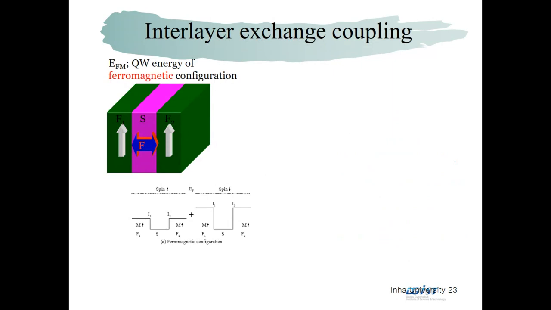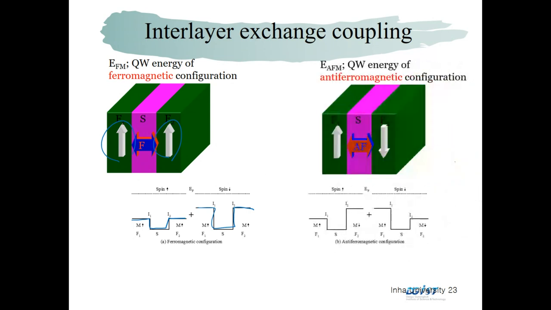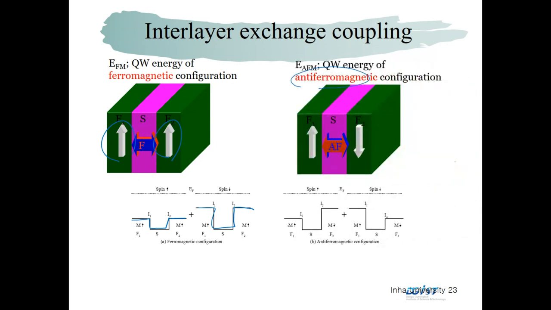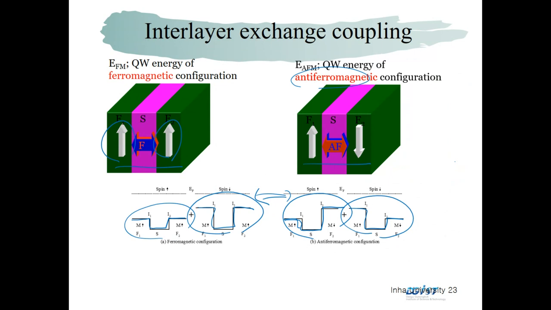So when we have a parallel configuration, the band structure for spin up and spin down is something like this. But when we have an anti-ferromagnetic configuration, the quantum structure is quite different, something like this for spin up and spin down. The total energy of the parallel configuration and the anti-parallel configuration is the sum of these two quantum energies. Let's compare the two energies. Which one is lower? Yes, the lower energy is our ground state. So the system prefers the lowest energy state.